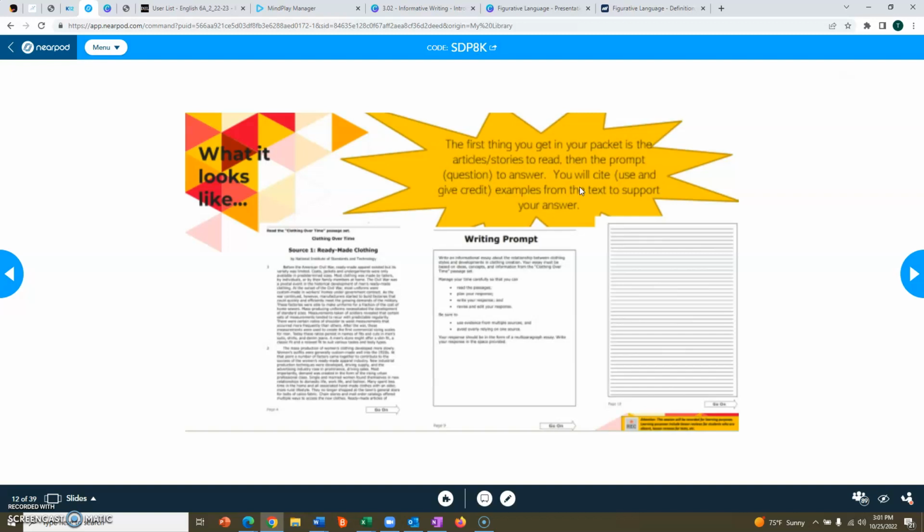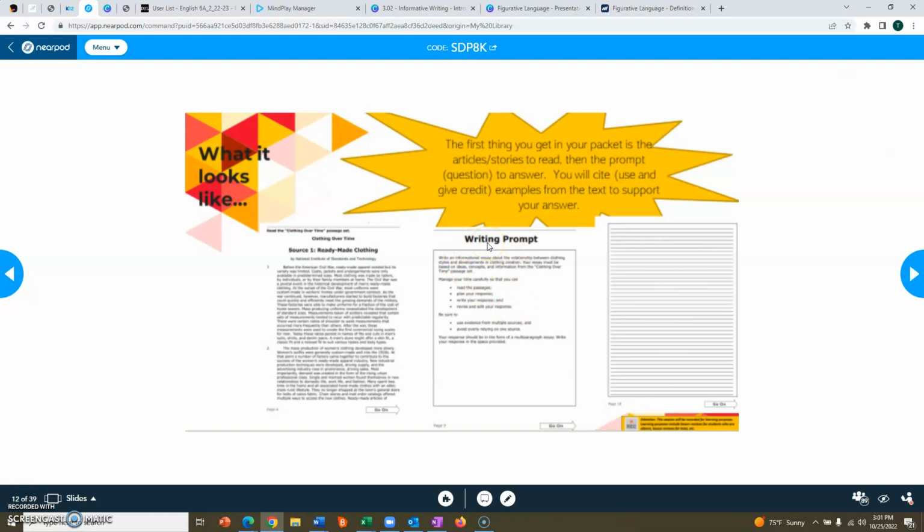And anytime you use the sources in your essay, you need to make sure that you are citing your evidence. That means you are giving credit to the source. And that's as simple as saying the text says this, or the author says this, or source 1 says this. All sources have a number. Okay? So the first thing you want to do to write like a pro is to read your prompt first.